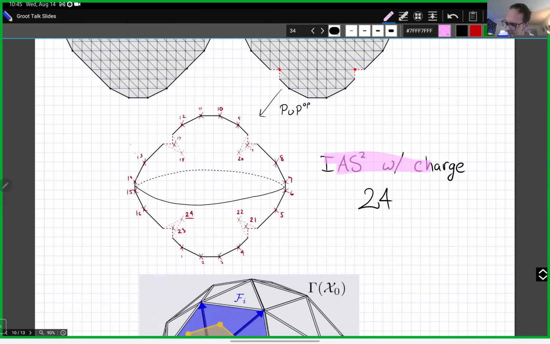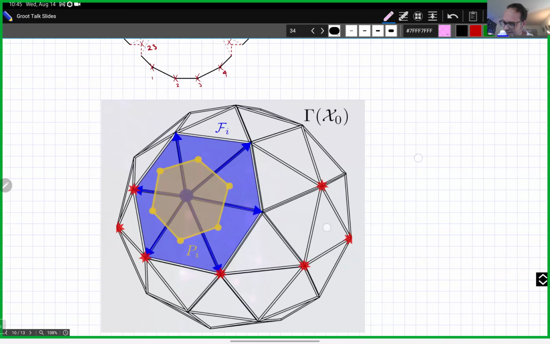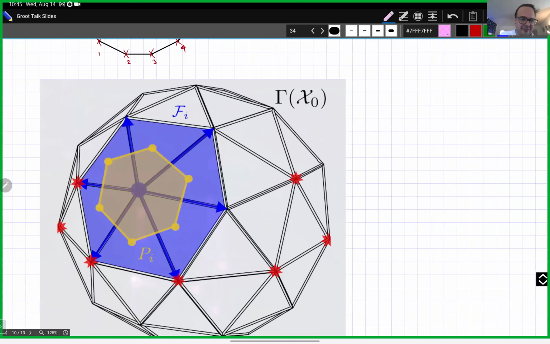And so you get something that's what we call an integral-affine sphere, and it has a so-called charge of 24, as long as you cook it up in the right way. And so what does this have to do with degenerations? This is maybe a slightly more evocative picture of what you get.